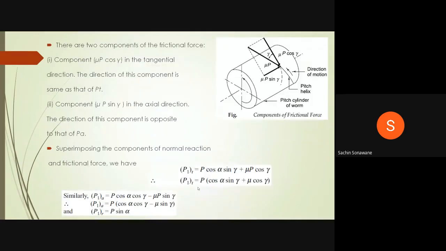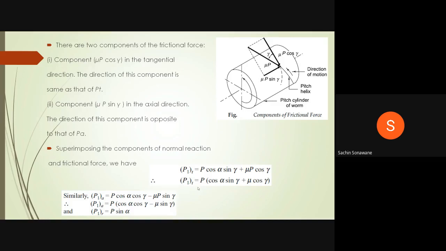There are two components of the frictional force. Component mu P cos gamma in the tangential direction. The direction of this component is same as that of tangential force Pt. Component mu P sin gamma in the axial direction. The direction of this component is opposite to that of Pa, that is axial force.